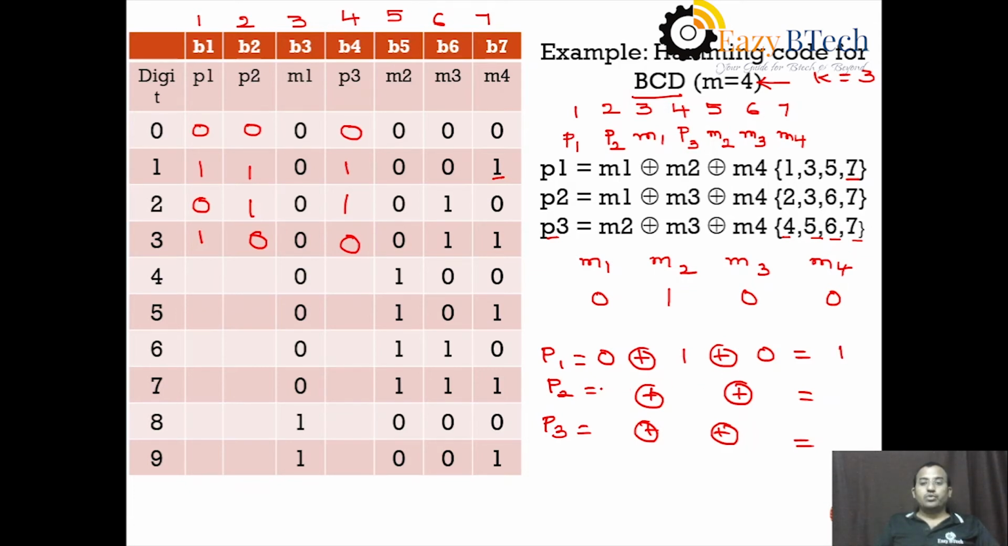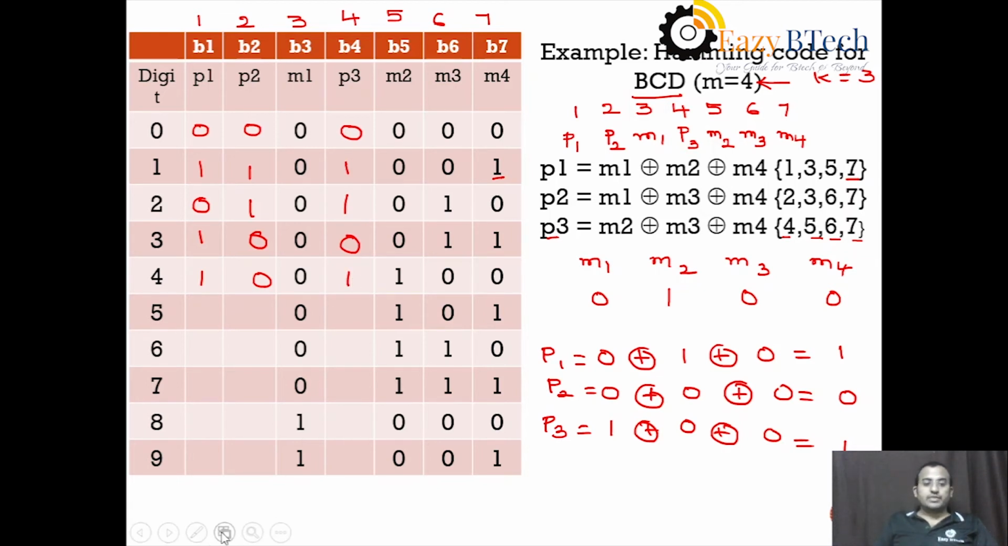Next for P2, M1 modulo M3 modulo M4. So M1 is 0, M3 is 0, M4 is also 0. So 0 modulo 0 is 0, 0 modulo 0 is 0. Next P3, M2, M3, M4. M2 is 1, M3 is 0 and M4 is also 0. So 1 modulo 0 is 1, 1 modulo 0 is 1. So the parity bits for the next message are 1, 0, 1.